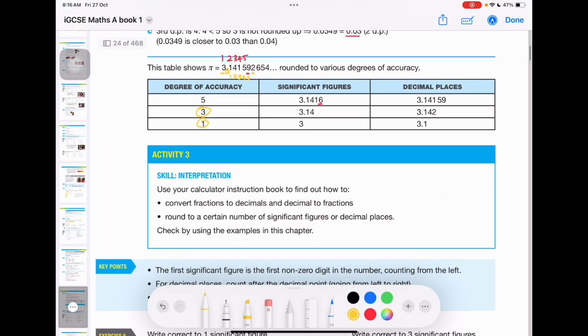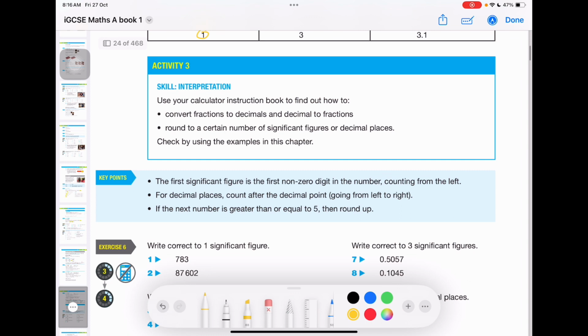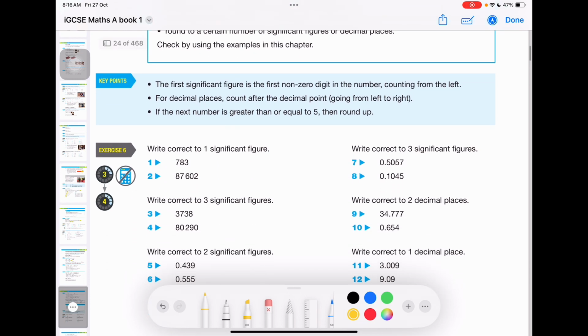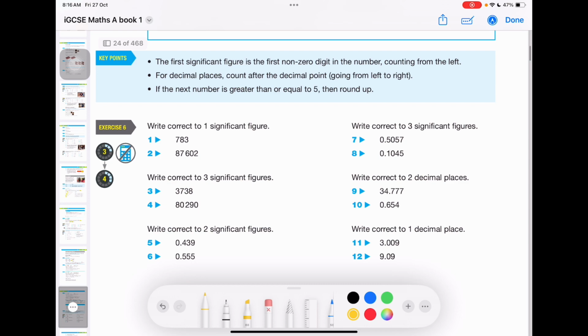Those are the key points of what we have just gone through. If you need to review it again, just pause the video and read through these key points. Next, we're going to move on to the actual exercises. As per usual, I'm just going to do some questions on it. If you'd like me to do more questions on the exercises, just let me know in the comments, and I'll make videos for it.